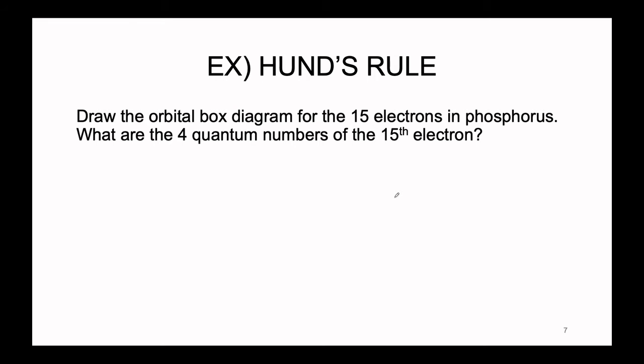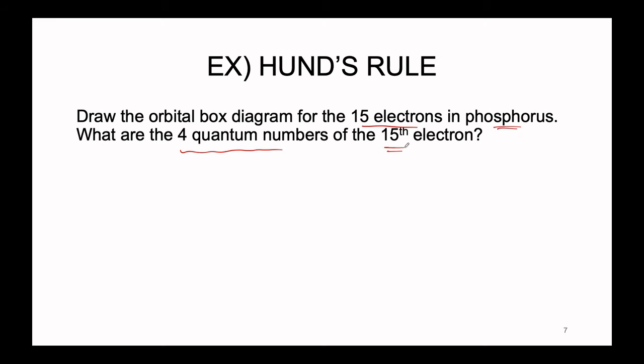Right, so with that in mind, let's take what we have learned so far and apply it to an example problem with even more complexity. I would like you to draw the orbital box diagram for the 15 electrons in the element of phosphorus. In addition, in much the same way that we just did with carbon, I would like you to pick out what are the 4 quantum numbers of the 15th electron that gets placed into phosphorus.